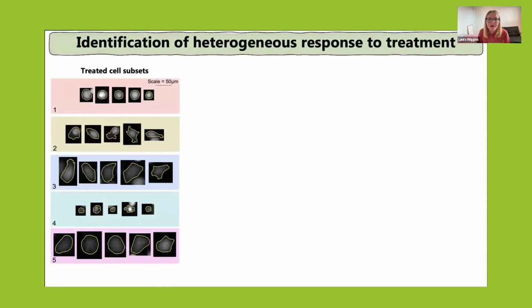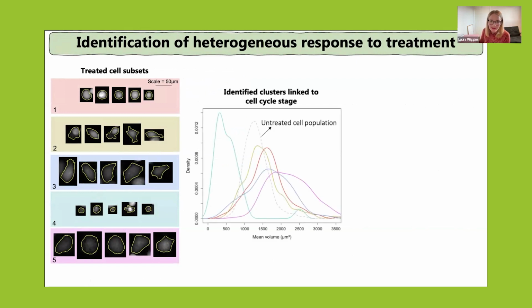So what we did then was, within the treated cell population, we wanted to see: can we identify heterogeneous phenotypes? And we were able to, and you can see that there's a wide variety of phenotypes just within one treated cell population. Nicely, this is linked to cell cycle stage. So we use mean volume as a measure of cell cycle stage.